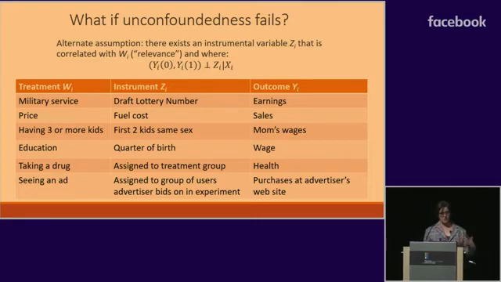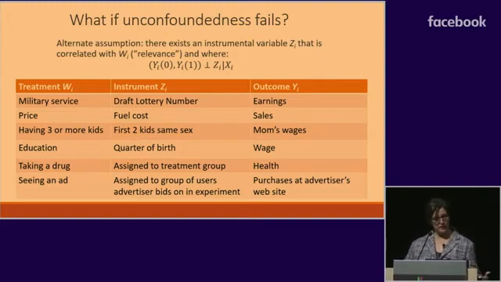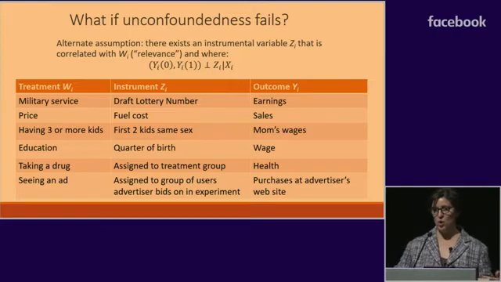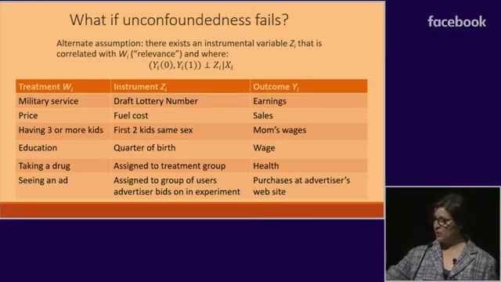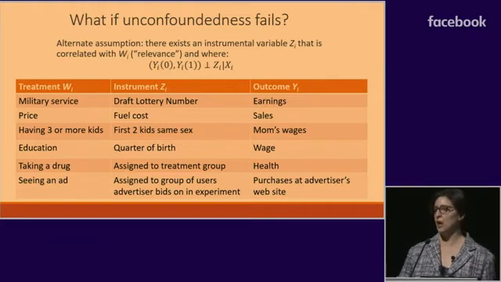And so some examples of this, if your treatment is military service, suppose I want to know what's the effect of putting someone in the Army. Well, people who go to the Army are different from people who don't go to the Army, so I can't just directly compare them. But when we had the military draft for the Vietnam War, we could say that people with high lottery numbers were more likely to go to the war than people with low lottery numbers. And so the lottery number was randomly assigned.